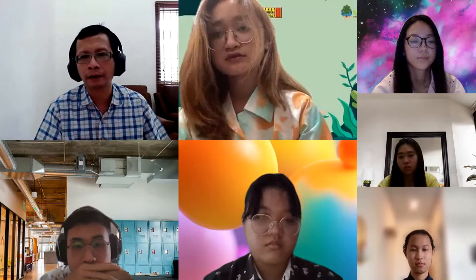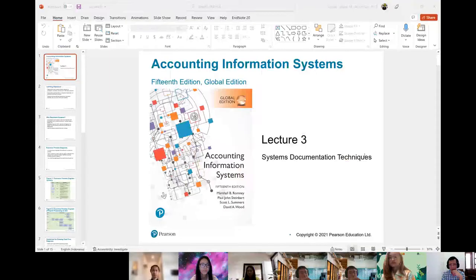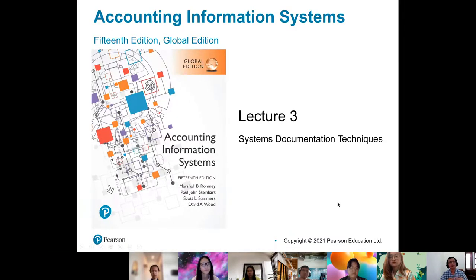Okay. Now let's see the documentation. Your first assignment is actually creating documentation, but it's called a narrative description. So you tell the story about the system that you observe. You tell in as much detail as possible about all the processes being done. What is the first step? What is the second step? Who is involved? What documents need to be used? Things like that.